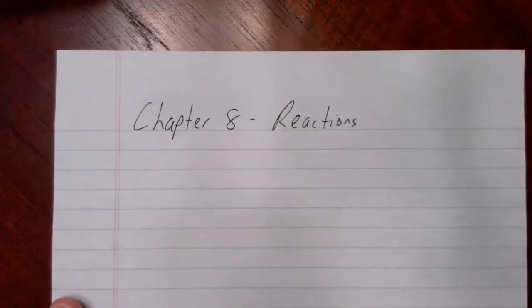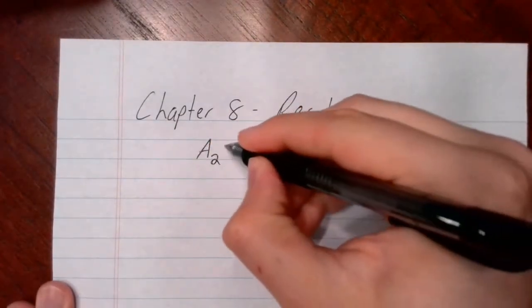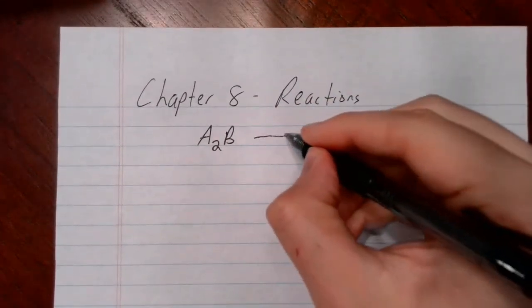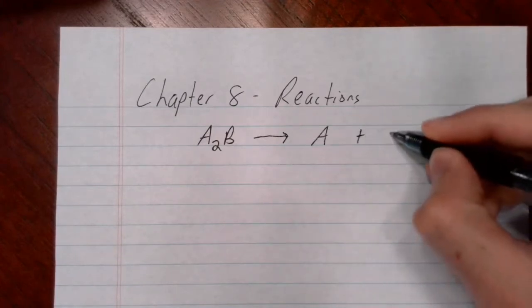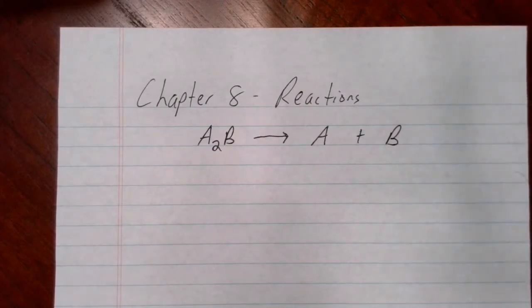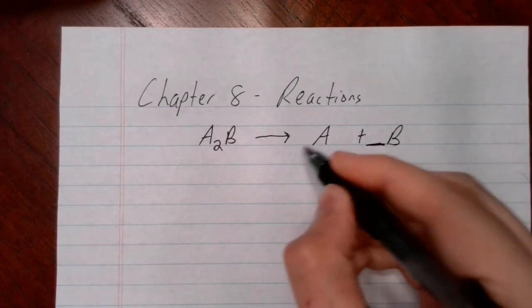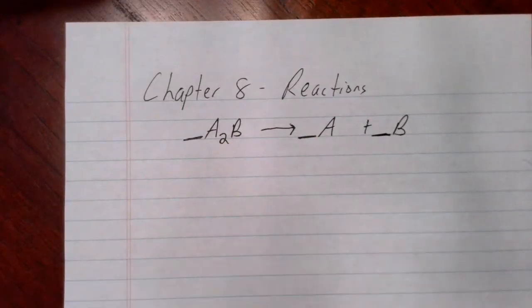If I had a simple reaction, we'll use the generic symbols A and B, and say A2B breaks apart and turns into A plus B. The only thing I'm allowed to do to balance this reaction is add coefficients. I'll put lines where I could put coefficients. Once I have the reaction written out, all I'm allowed to do is put numbers in the blanks. That is the only change I can make, and this is where the large coefficients go. So in order to balance this, I put a 2 right here.